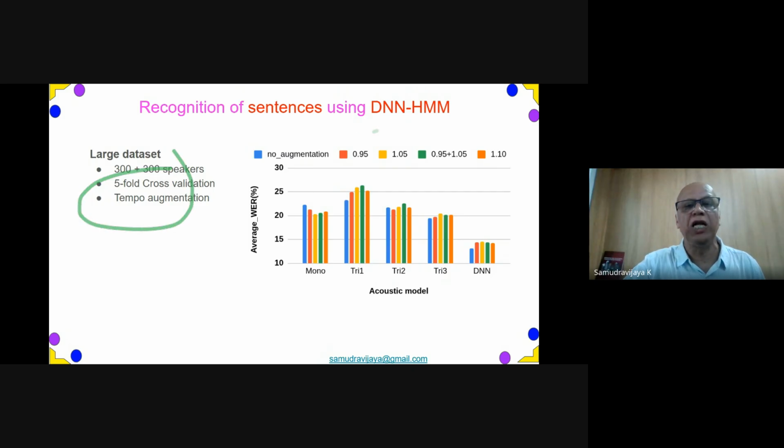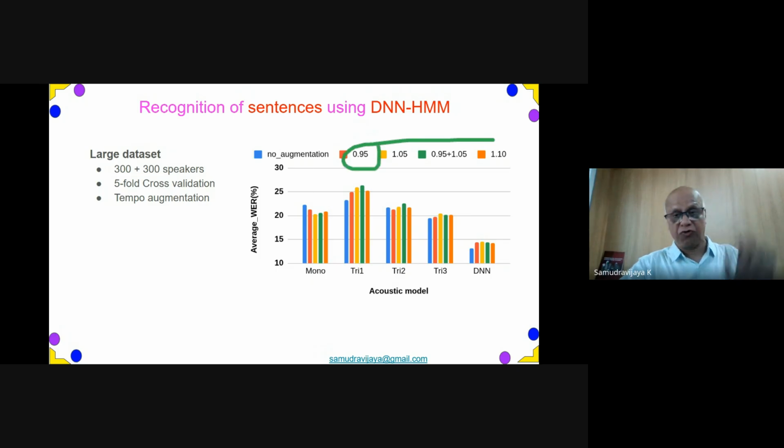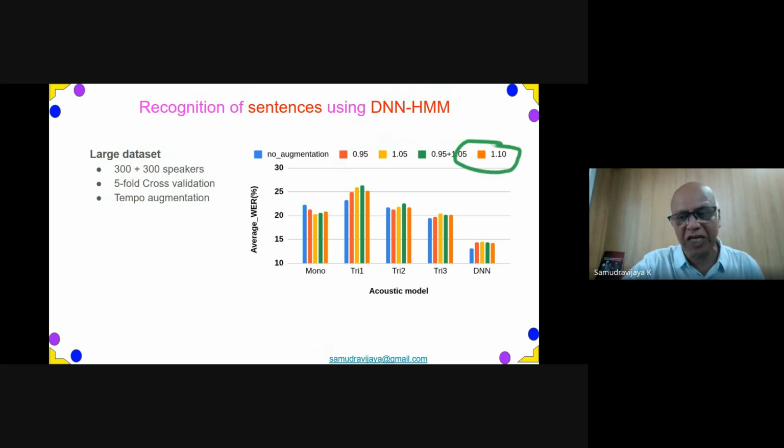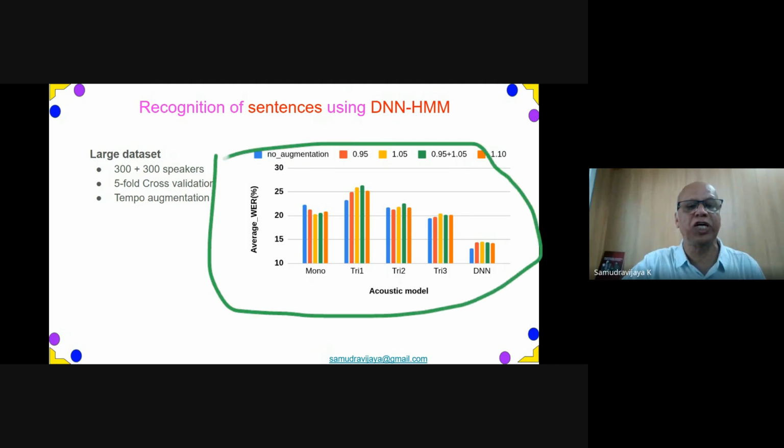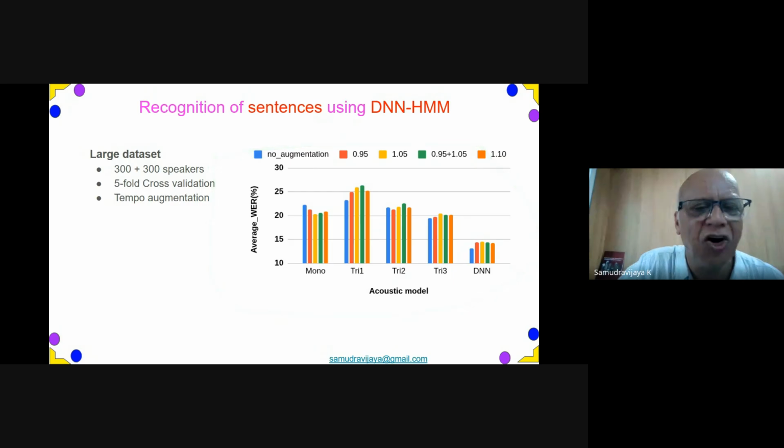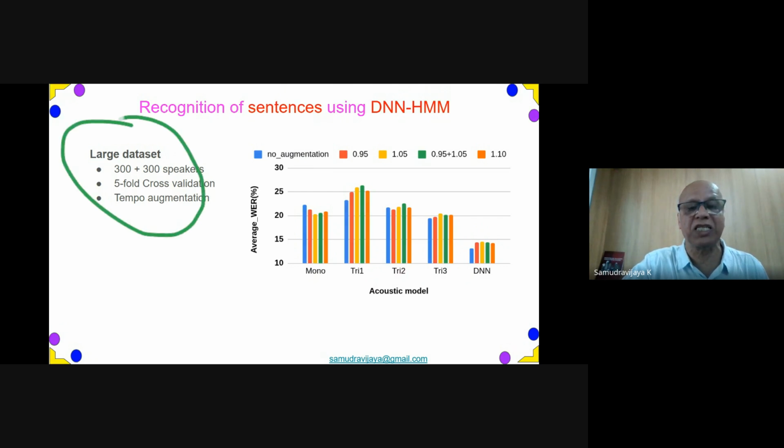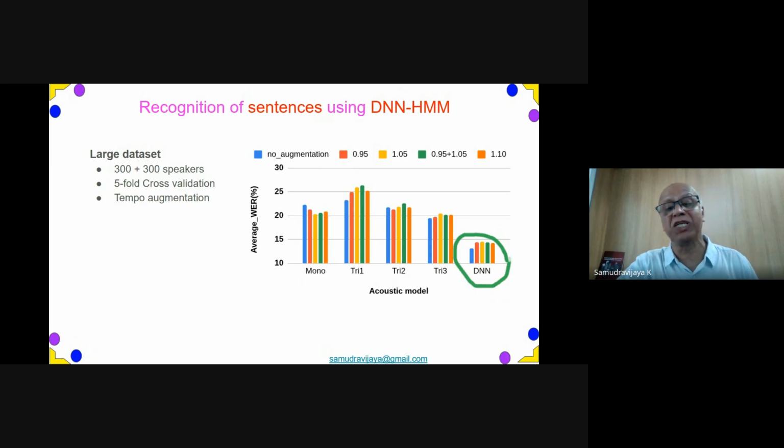A tempo value of 1.0 means no change, but tempo 0.95 means faster speech, 1.10 means make it slower, and so on. So we did the experiment with various kinds of tempo data augmentation. Tempo augmentation did not make much difference. But here, this is the last slide that I am showing: when we use a large set of data and a sophisticated model which includes the DNN, deep neural networks, a discriminative model, what is the error? Error is around 14%.